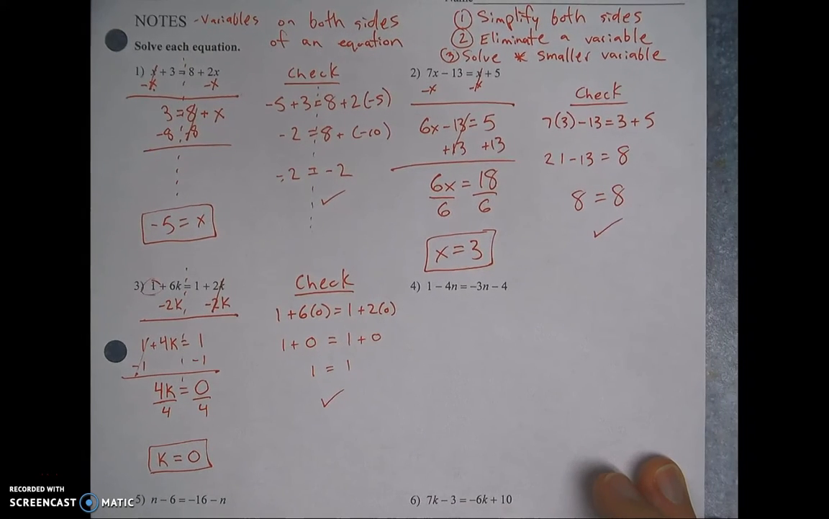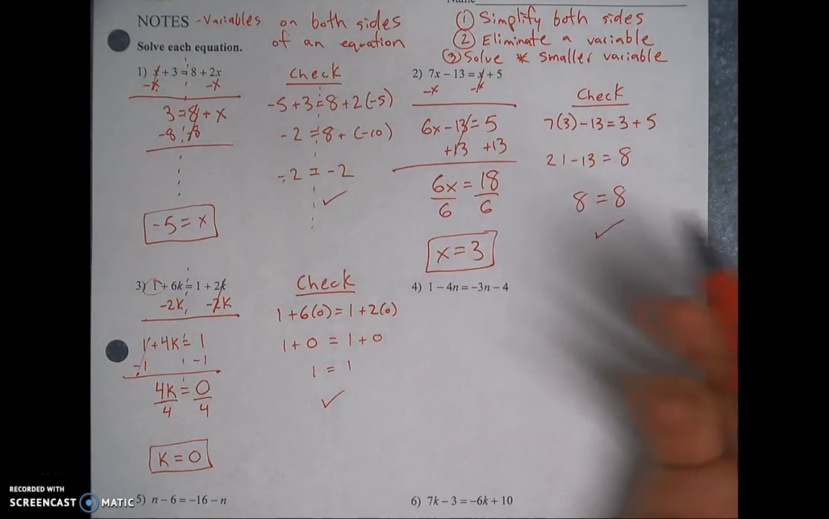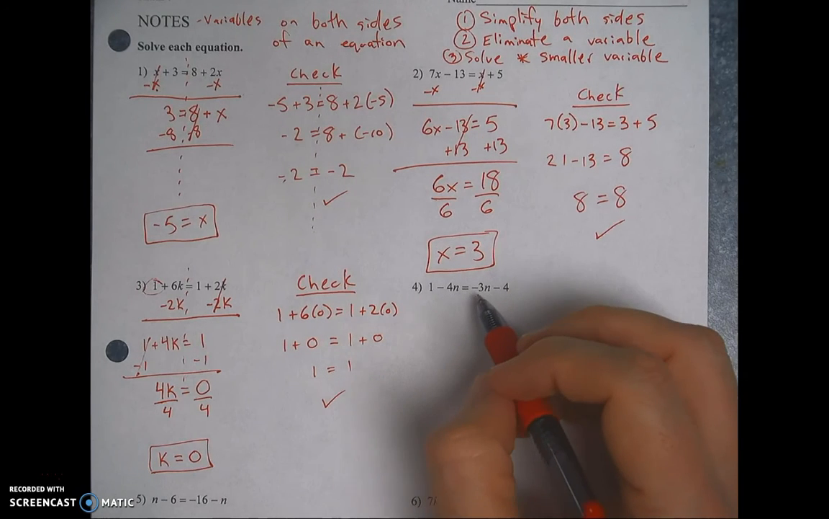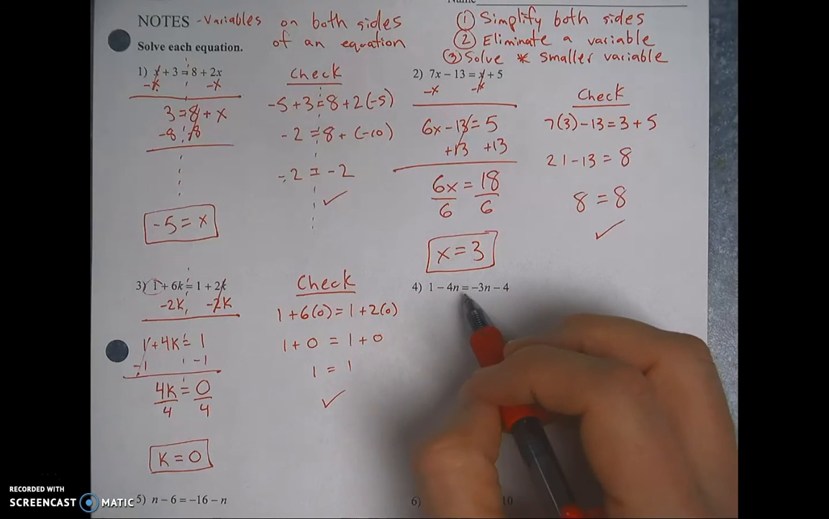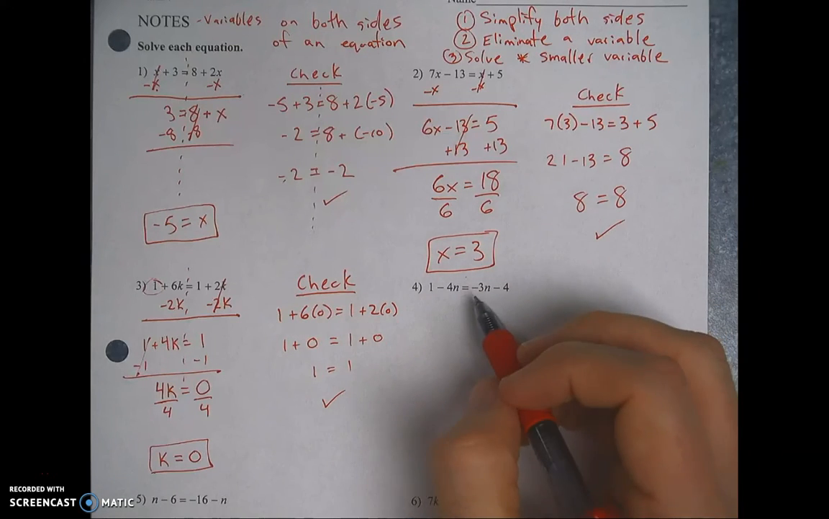All right, now let's go to number 4. Here's where it can get a little tricky. We've got more minus signs, which are negative signs. So we need to eliminate one of these two variables. We can't put them together because here's my equal sign, here's my dividing line. Okay, they're not on the same side. I can't put them together, so one of them's got to go.